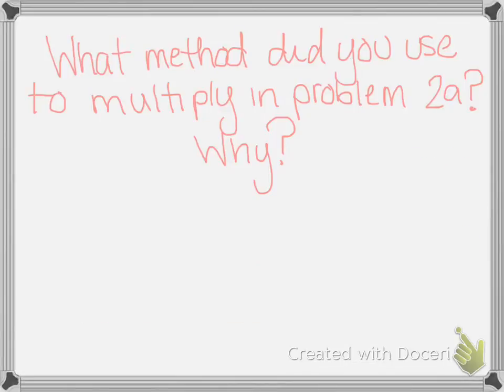And number 5 says, what method did you use to multiply in problem 2a, and why did you choose that method? When I did problem 2a, I used US traditional multiplication because to me, I find it the easiest. If you used a different method to find it, please say which method you chose and why you chose it.